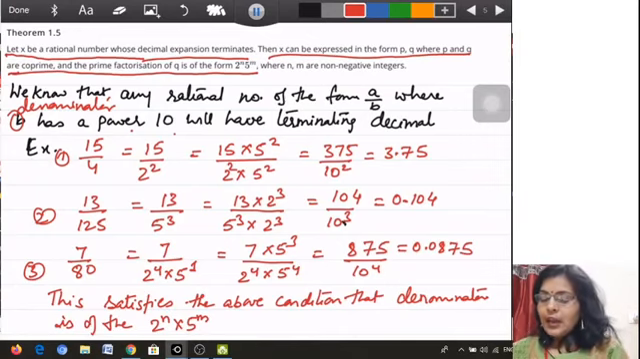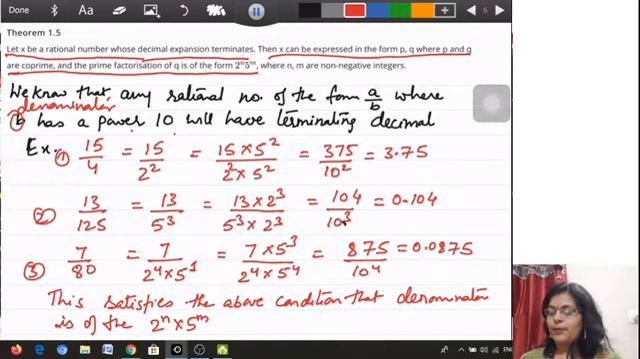Let us see. If it is 15 by 4, 15 by 4 can be written as 15 upon 2 square. So how can it be written? Our main target is to make the denominator 10. How will we make it? We'll simply put 5 square in the denominator, and then we will multiply 5 square in the numerator. Why? Because our main target is to make the denominator 10. So it has become 375 upon 10 square. So simply we got the answer 3.75.